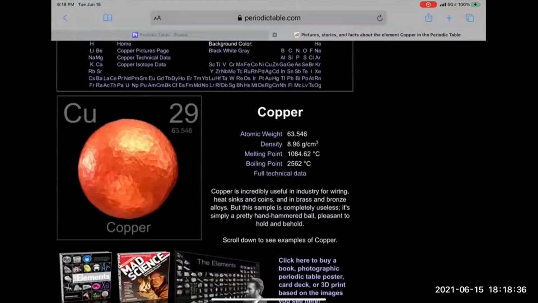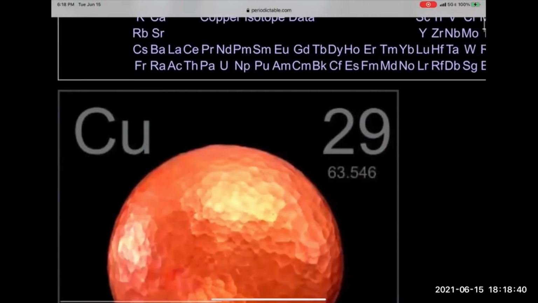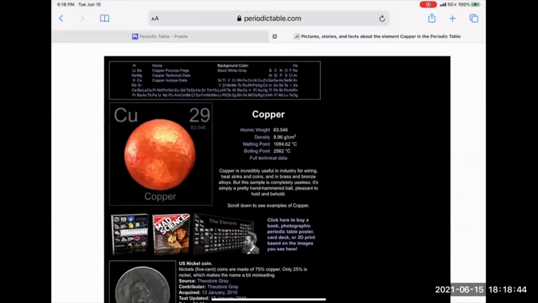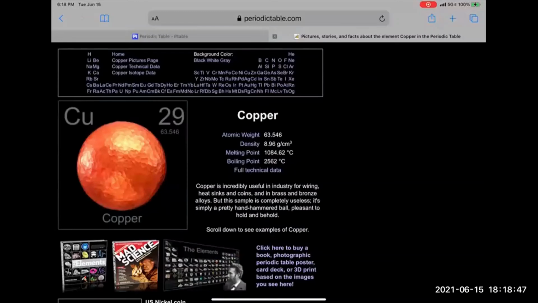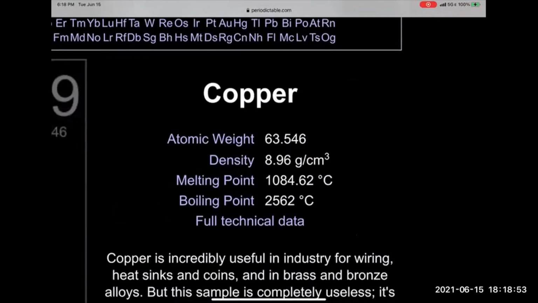Look at this sign here, Cu. So remember in chemistry, we use these symbols, and we will look into these symbols in a minute. But here there's information about the atomic weight. When we say atomic weight, that is the weight of the atom.